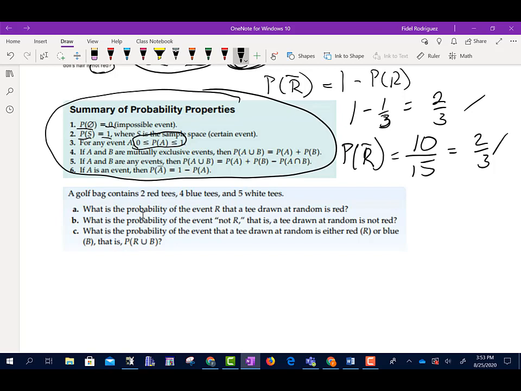If there are any events, the probability of A union B is the probability of A plus the probability of B minus the probability of both. I'll explain those as we get there. And we just did the complement one right now, right?